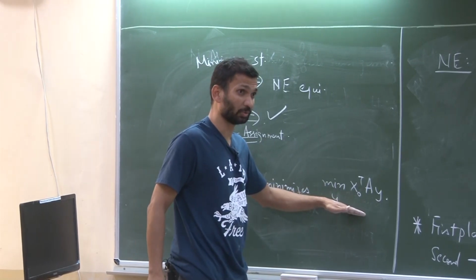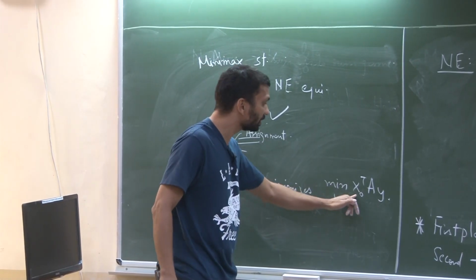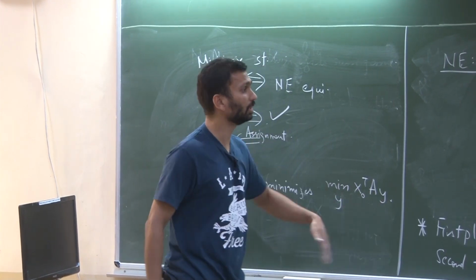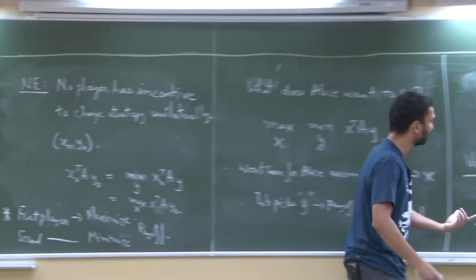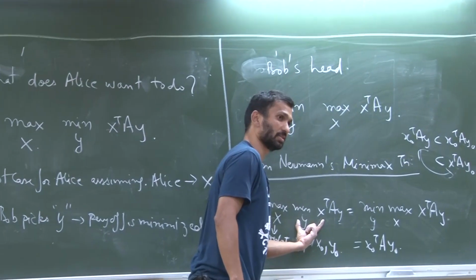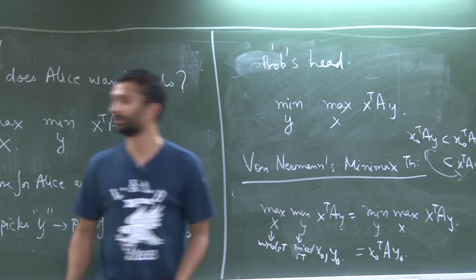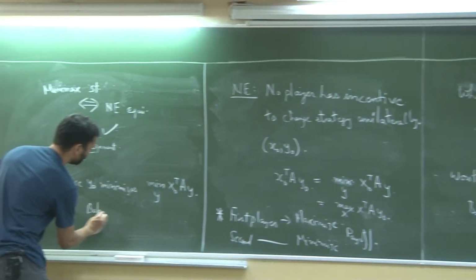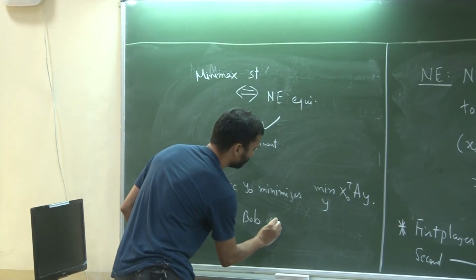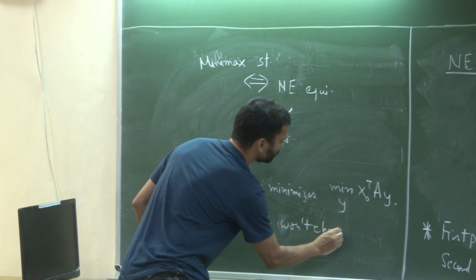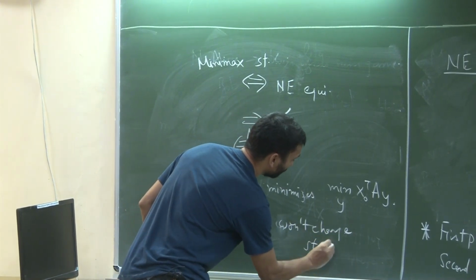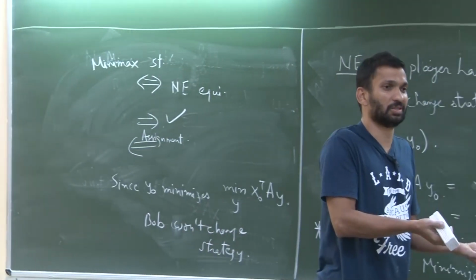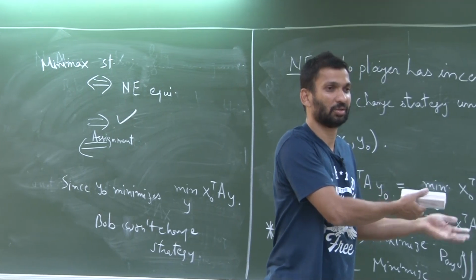notice this is much simpler now, right? This is x naught fixed now. The only variable is y, right? So if Alice's strategy is fixed, I am trying to find out what minimizes this, and I figured out it has to be y naught. Minimizes, so Bob has no reason to change strategy. Bob is already at the best possible strategy for x naught, right?